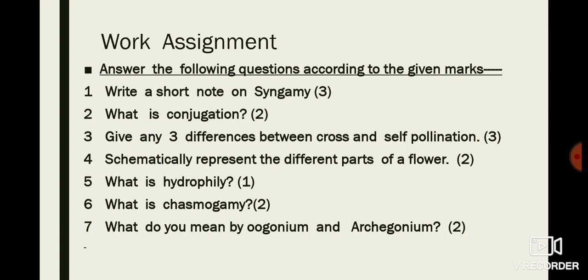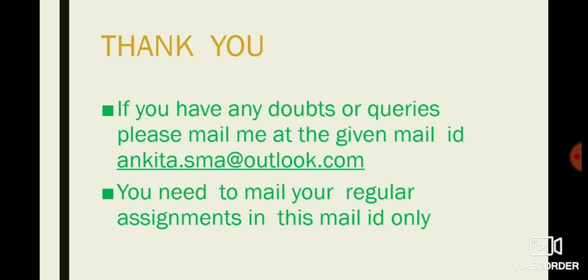I'm just repeating the questions. Write a short note on syngamy. What is conjugation? Question 3: give any 3 differences between cross and self-pollination. That is for 3 marks. Schematically represent the different parts of a flower. That is for 2 marks. What is hydrophily? That is for 1 mark. What is chasmogamy? For 2 marks. What do you mean by oogonium and archegonium? That is also for 2 marks.